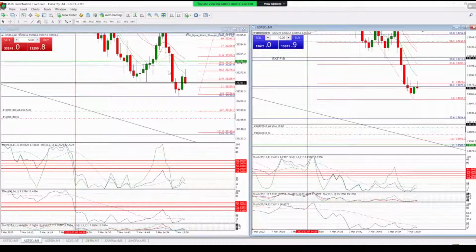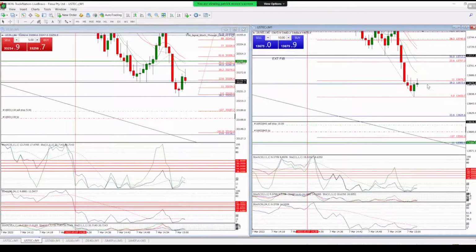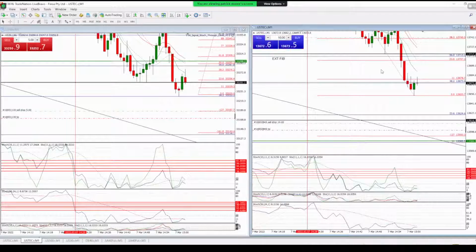We need 2 candle reversal here before we can put a sell stop in. Means we will be trading below the low of the opening range. I'm going to need 2 candles here as well. One, 2 candles, I've got it.